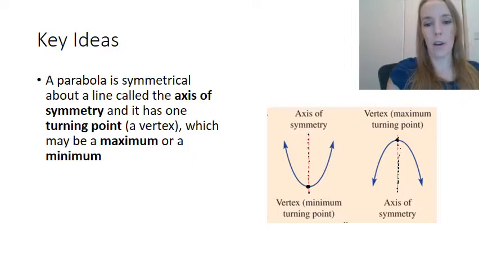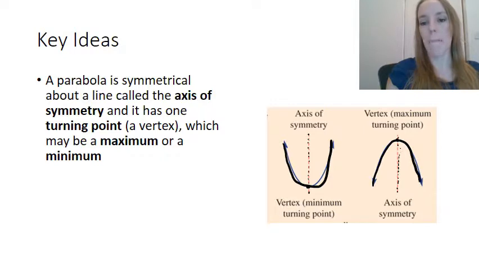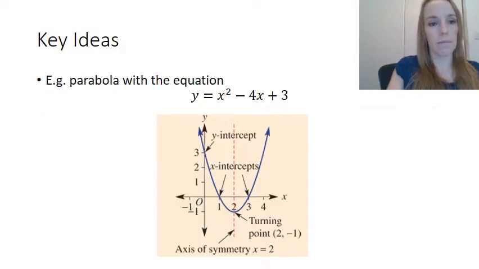If it's going like the one on the left here, with this kind of shape, that is what we call a minimum turning point, and if it's like the one on the right here, we call this a maximum turning point.